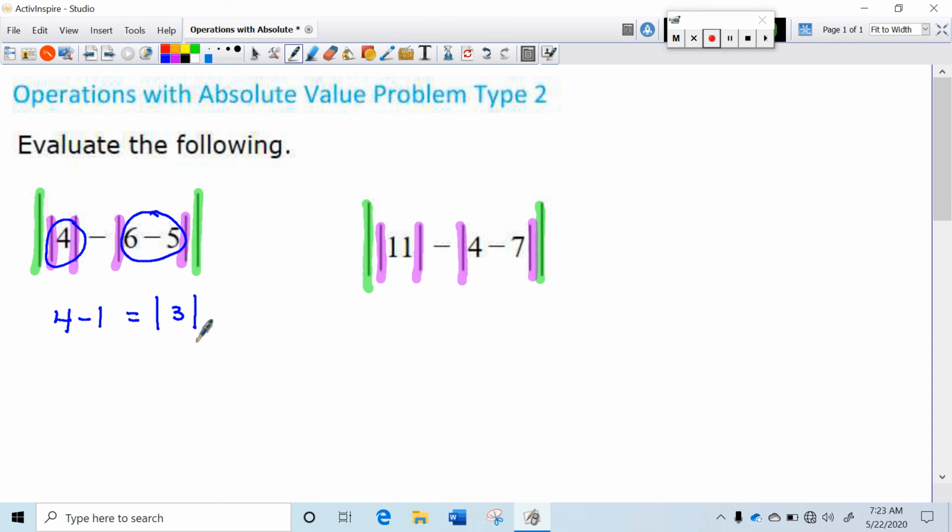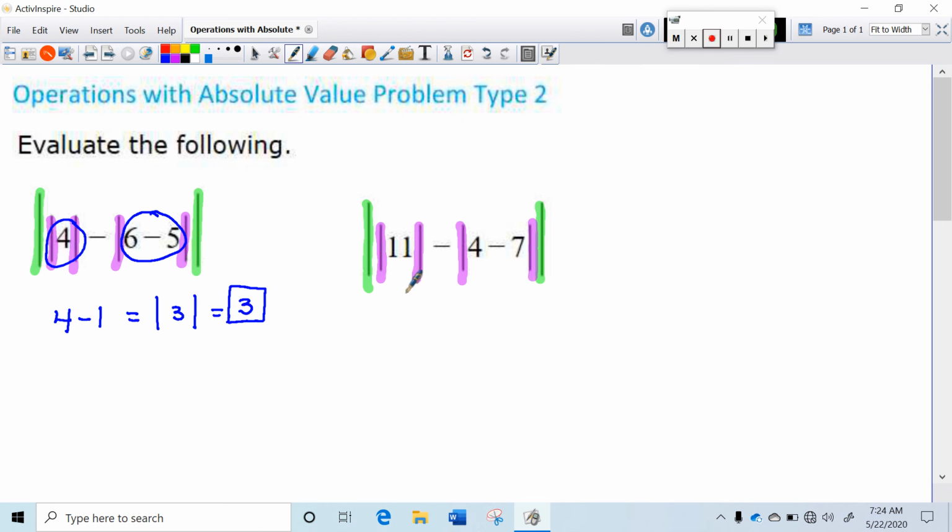Now, absolute value represents the distance from 0 on a number line. So distances can never be negative, which is why the answers to absolute values are never negative. So that doesn't apply here because it's a positive 3 inside. If that were a negative 3 inside, my answer would still be positive 3.